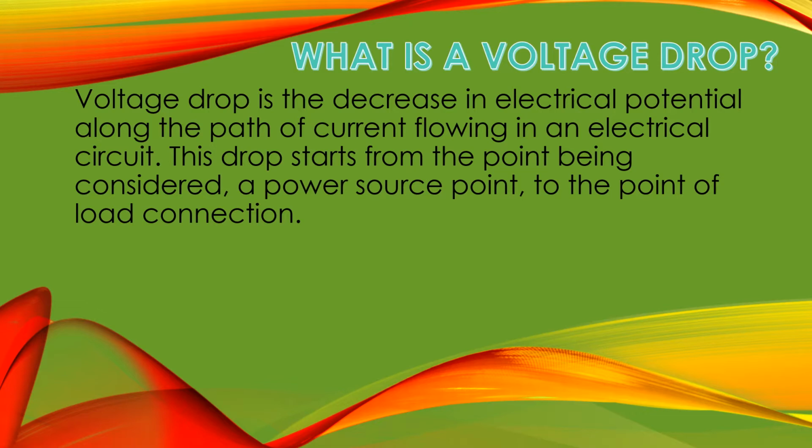So voltage drop exists if there is a current flow through a conductor and that conductor has a resistance or impedance. As we remember in our Ohm's law, V equals IR. If there is a current flowing through a conductor with a resistance, it will have a voltage drop.